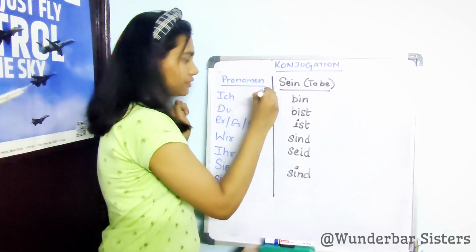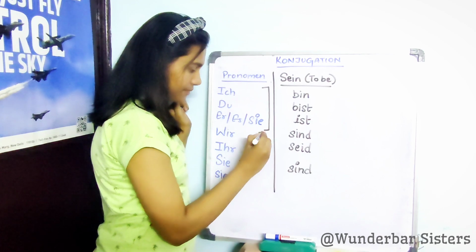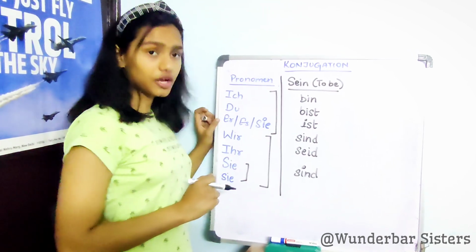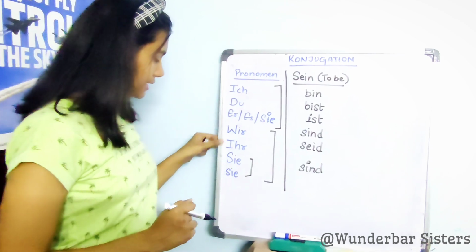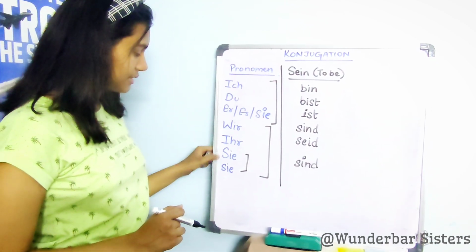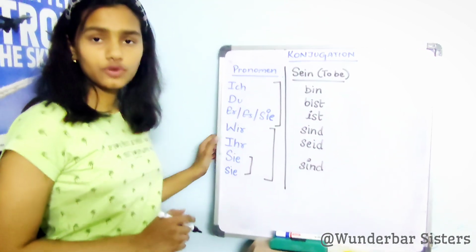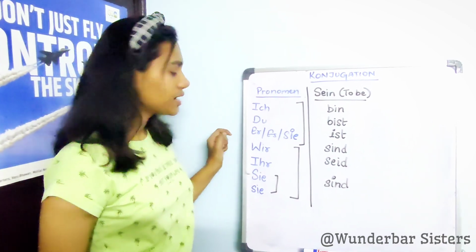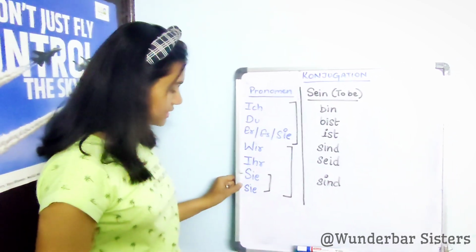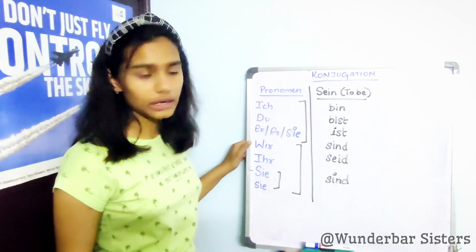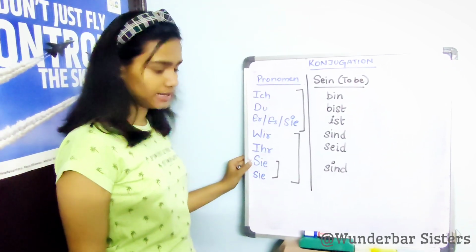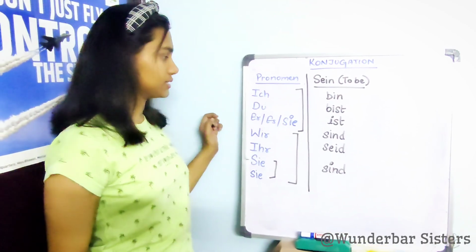So out of the pronouns, these three pronouns are used for singular, while the rest, which is wir, ihr, sie, and Sie, are all used for plural, except the capital one because it also means you. So wir, ihr, and this sie, they are used for plural, while ich, du, er/sie/es, and the capital S Sie, they are used as singulars.